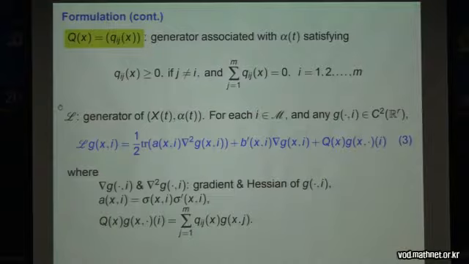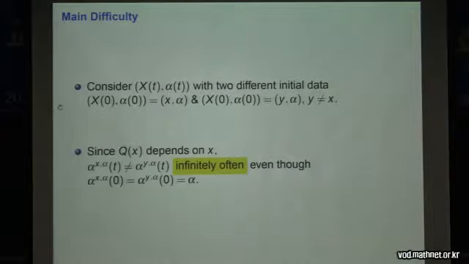So what are the main difficulties? Suppose I have the process (x_t, alpha_t) with two different initial conditions. One of them I start with x and alpha. The other one I start with y and alpha. So the discrete component I start at exactly the same place, but the continuous one I start at a different one. x and y are different. Then what happens is that you will see the switching process will be infinitely often different.